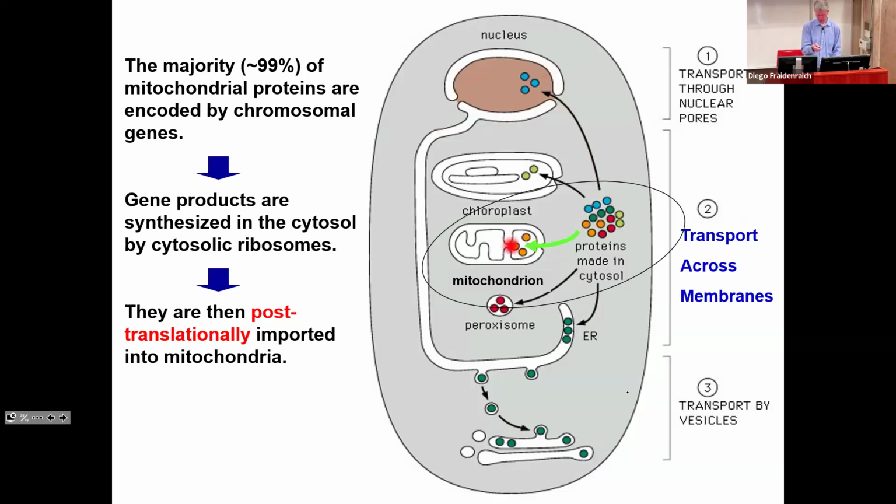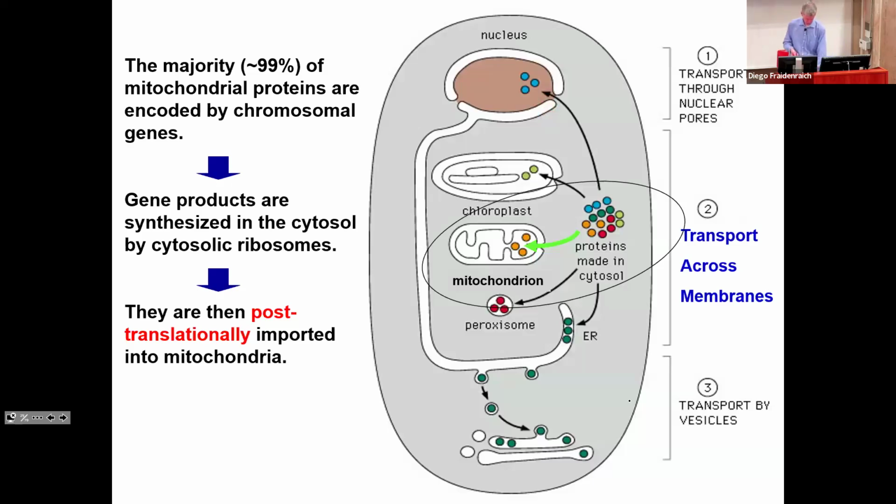For example, besides mitochondria, chloroplast, for example, peroxisomes. Endoplasmic reticulum is a different way. I come to it in the second part, secretion. And so there is a different way to import proteins in this organelle. And proteins can also be imported into, of course, the nucleus through nuclear pores.